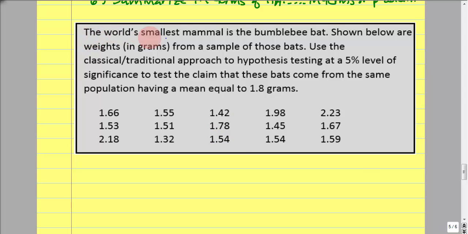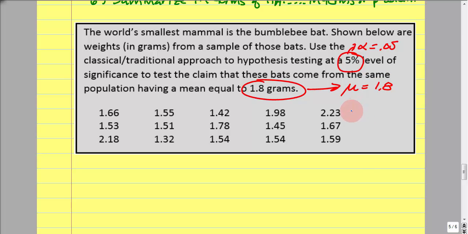It says the world's smallest mammal is the bumblebee bat. Shown below are the weights in grams from a sample of those bats. Use the classical or traditional approach to hypothesis testing at the 5% level of significance, so this is alpha equals 0.05, to test the claim that these bats come from the same population having a mean equal to 1.8 grams. So this is telling me that my mean population is 1.8 grams. So this will have to go with my null hypothesis.